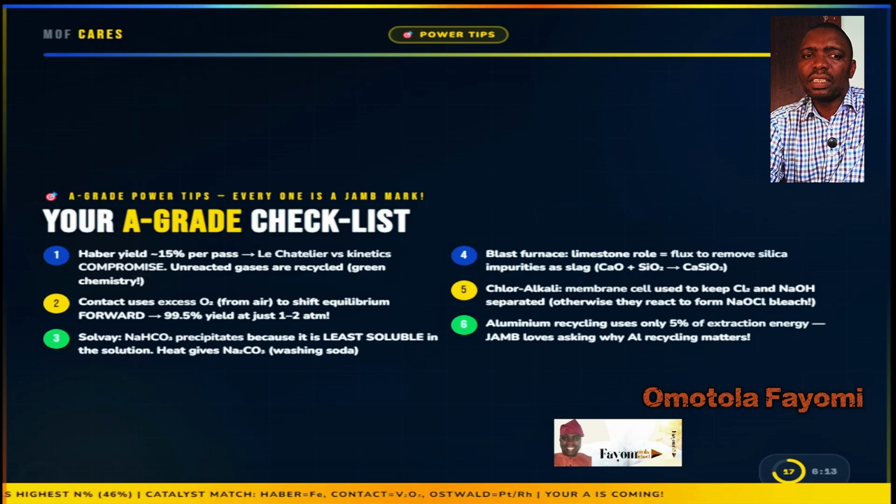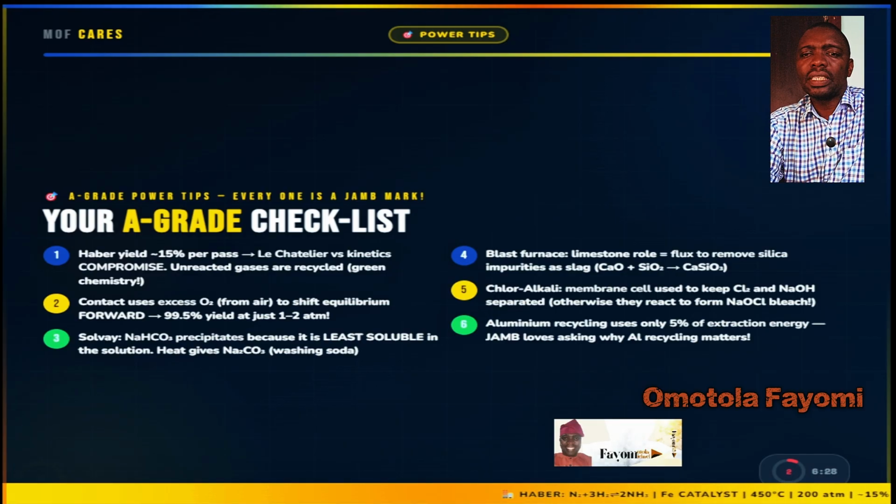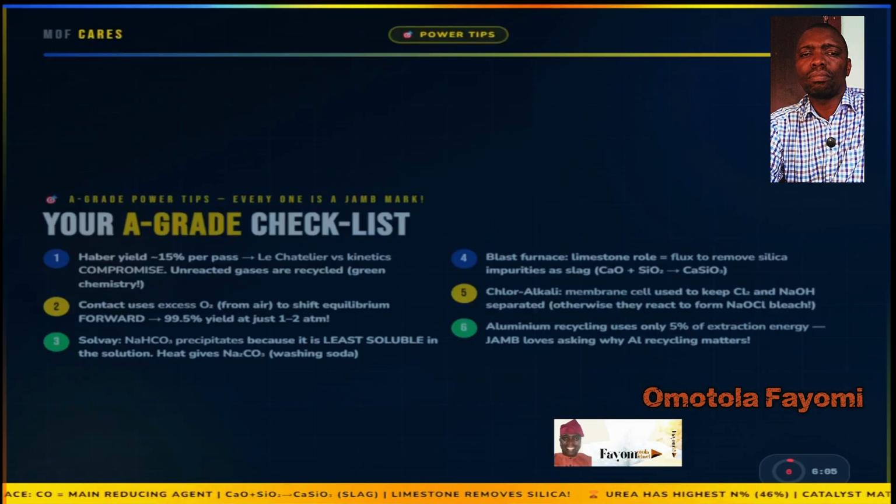Number 5 is that the membrane cell in chloralkali is essential. Without it, chlorine and sodium hydroxide would mix and react to form sodium hypochlorite, bleach. This is a different and less valuable product. The membrane ensures each product is collected pure.